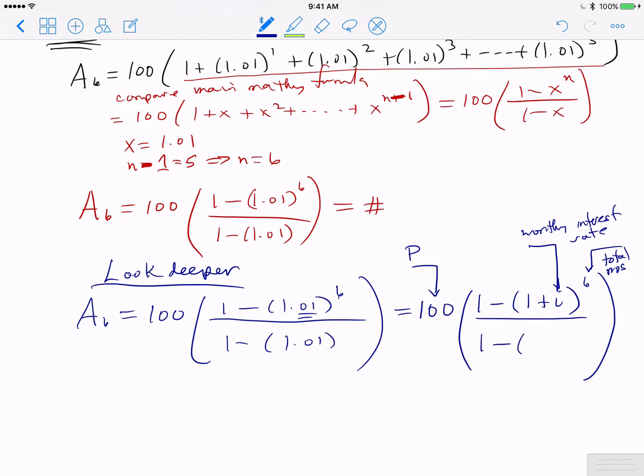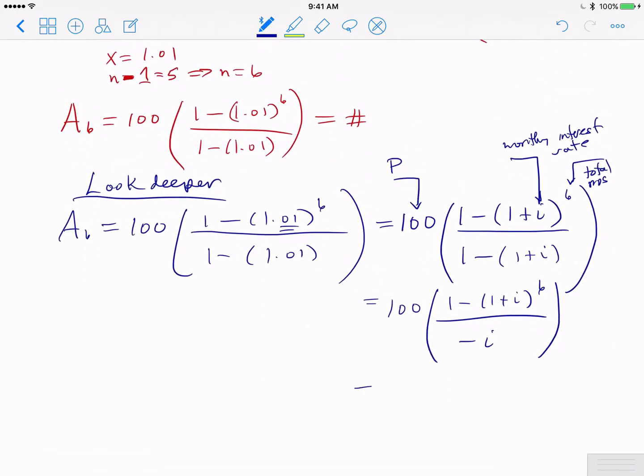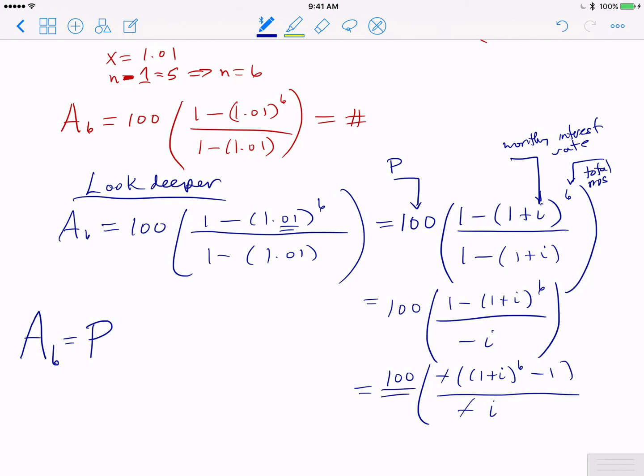And we also have on the bottom 1 minus (1 plus I). Now that simplifies to 100 times (1 minus (1 plus I) to the 6th power). The 1 minus (1 plus I) just simply becomes negative I. Since they both have a minus sign in them, I'll factor out a minus from the top, and that would give you (1 plus I to the 6th power minus 1) divided by negative I. The minus signs will cancel and leave you with a very important formula: the amount that you have after 6 months is the P dollars that you were depositing every month times (1 plus I to the 6th power minus 1) over the quantity I.